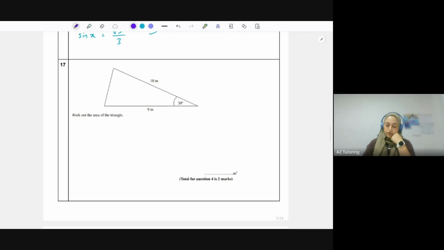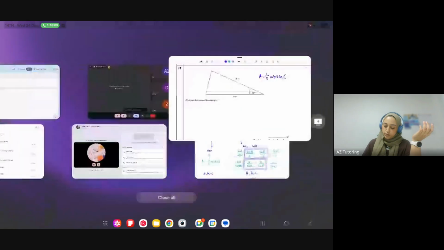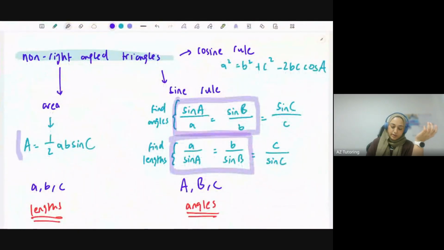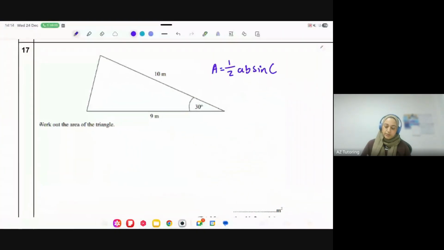So what you need to be faced with. Okay, we've got area of a triangle here. So it's a non-right angle triangle, so I can't just do 10 times 9 divided by 2. I have to use area equation. So area equals half AB sine C, which I've just shown you before over here. Area of a non-right angle triangle is half AB sine C. So let's label the triangle.